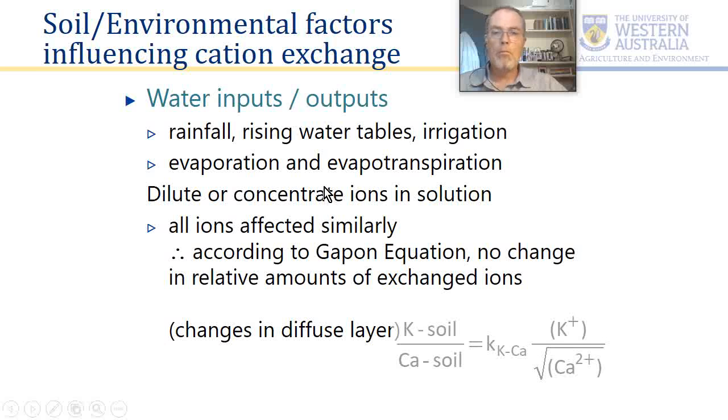Let's think about putting this into a more applied sense. Soil and environmental factors which affect cation exchange reactions. Well, inputs and outputs of water will change the concentrations of things, right? But all the ions are affected similarly, so the ratios don't change. So even though we can change the concentrations of ions quite a lot just by wetting up the soil or by evaporation concentrating things, we shouldn't change the balance of ions on cation exchange surfaces, because it's the ratio of ions in solution that's important. So even though we diluted or concentrated, the ratio stays the same if we're just adding water.